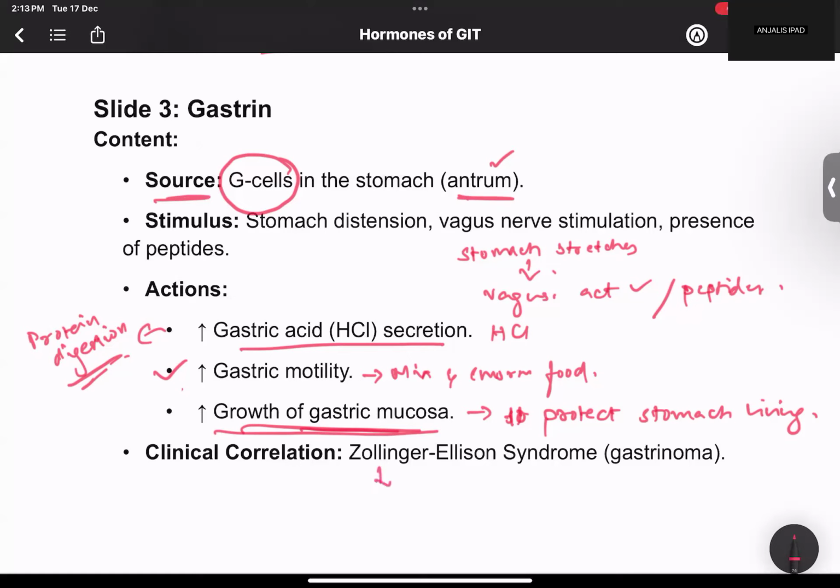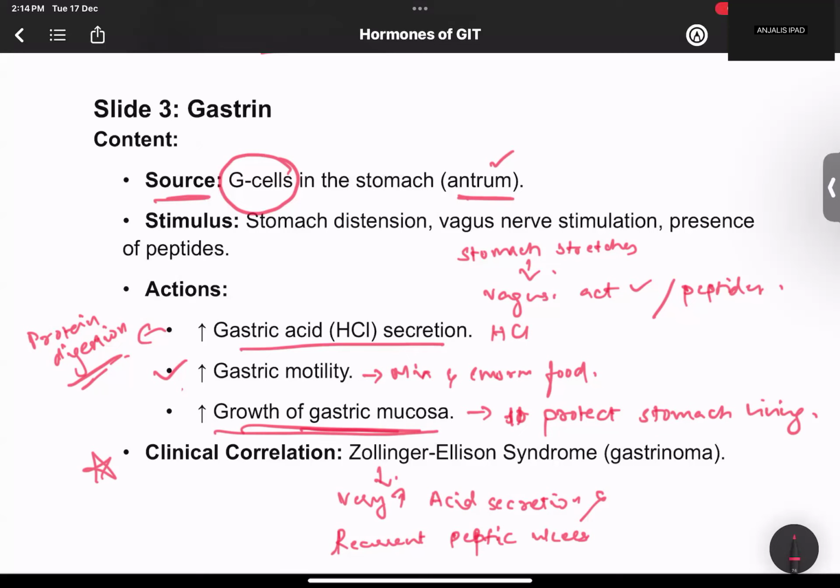So if you see a question with recurrent ulcers and elevated gastrin, think of Zollinger-Ellison syndrome.